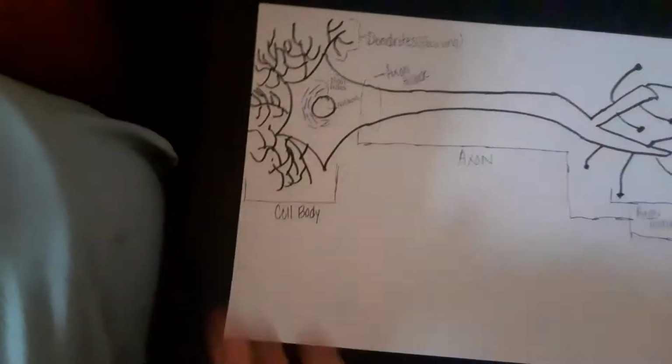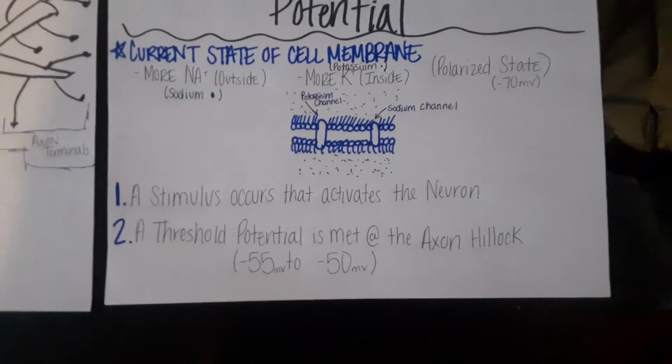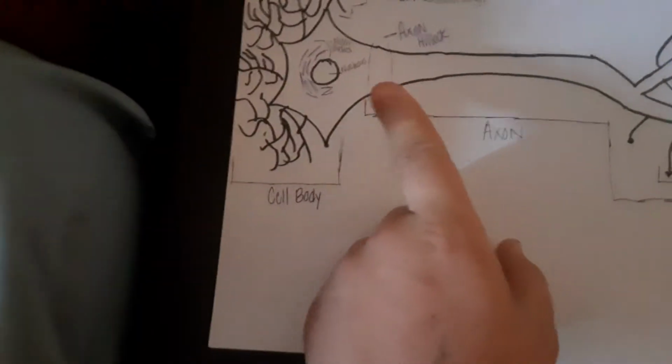So these little dendrites down here sense something from the central nervous system and it shoots. Then the threshold potential. Once that threshold potential is met at the axon hillock right here. So once they get enough of that stimulus here, that threshold is what allows that axon to go ahead and start firing, and it starts here.